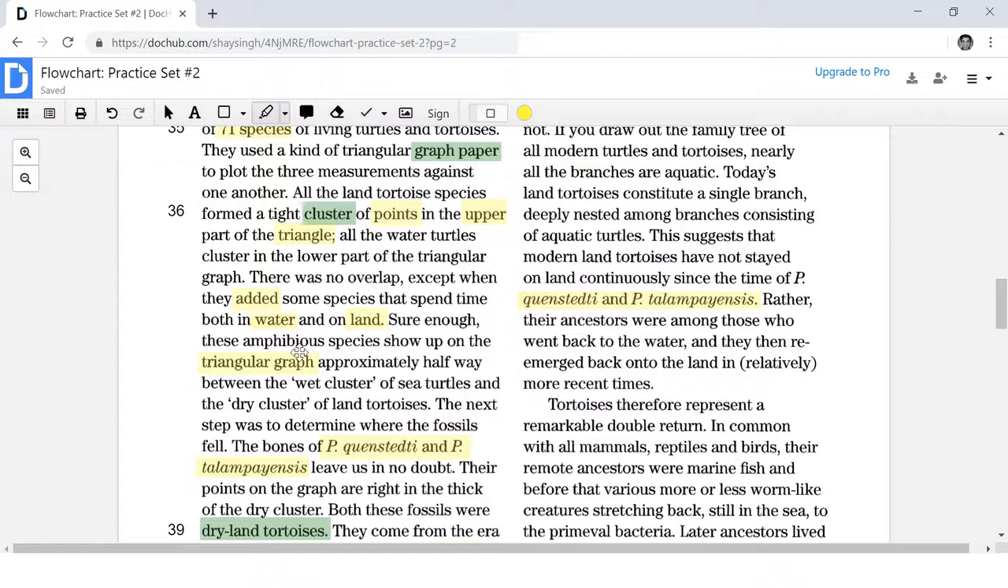Okay, so we have a data set, the same data, and this data is plotted on the triangular graph, and this new species that we added, the amphibious species, the species that can live in both water and on land. This species appears in this data set approximately halfway between wet cluster of sea turtles and dry cluster of land tortoises. So you have sea turtles on the one hand and land tortoises on the other hand, and right in between you have these amphibious species.